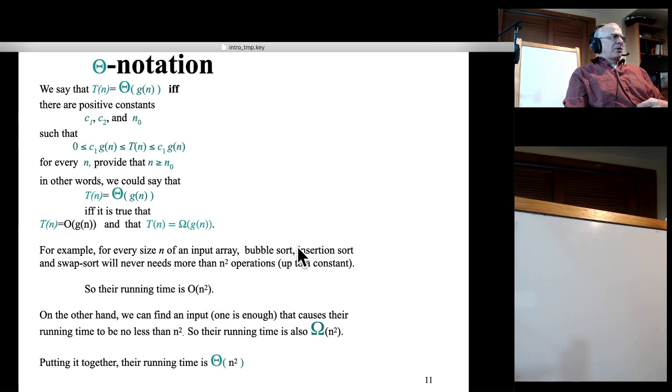Maybe not all of you know the whole three: bubble sort, insertion sort, and swap sort. You need to know at least one of these three, hopefully insertion sort. However, I'll use them as an example. The running time of all of them is order of n squared.